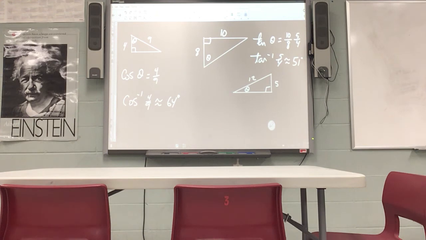Okay, how about the last one? What trig function do you have? Sine. Sine of theta is equal to opposite over hypotenuse. So the inverse sine of 5/12 is about what? 25 degrees. 25 degrees.